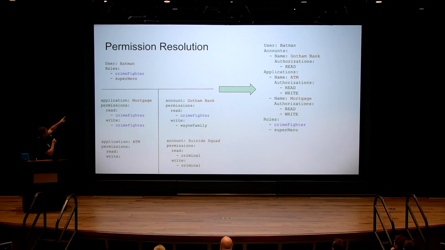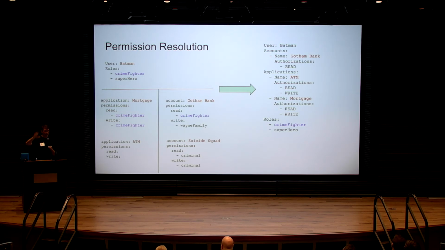So in this case, what we're doing is we're taking all of the users' roles and then all of the accounts and the applications, and we're merging them into what a resolved user permission looks like. And in this case, user Batman has the role Crime Fighter, so they have read permissions on the Gotham Bank account, and then they also have applications for the mortgage account, both the read and the write permission because of that, and also to the ATM application, because the ATM application is unrestricted. Does that make sense?